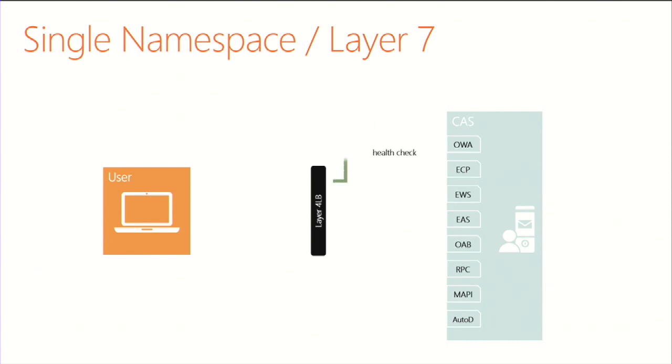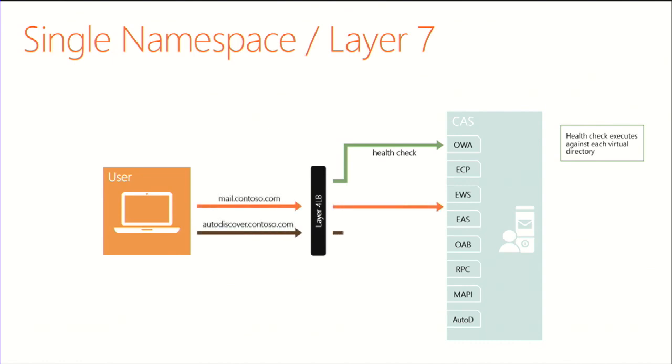The key here is that once we get to layer 7 in this model, we can now do health checking per protocol. So I can check OA, I can check RPC, I can check OAB, etc. Which means that even though I have a single namespace, if OA fails, only OA is affected in this load balance pool. I still have connectivity. This CAS is still a member for RPC connectivity. This CAS was only removed from the OA load balancing pool. So now I have per protocol availability in this particular scenario.